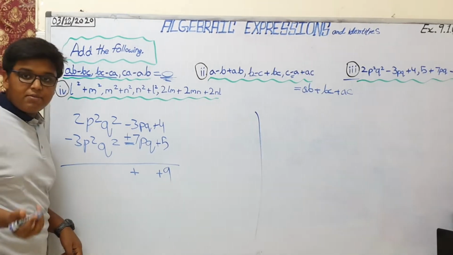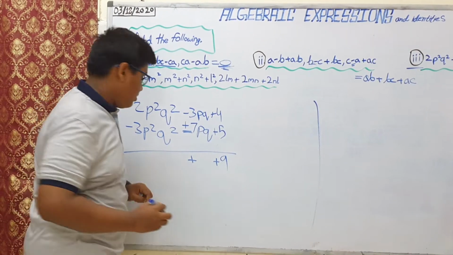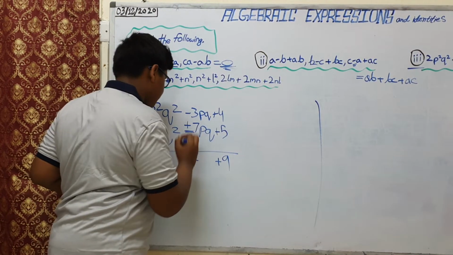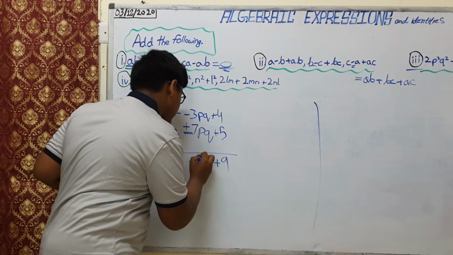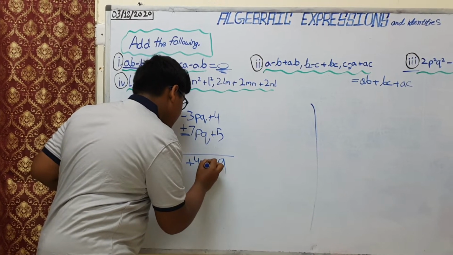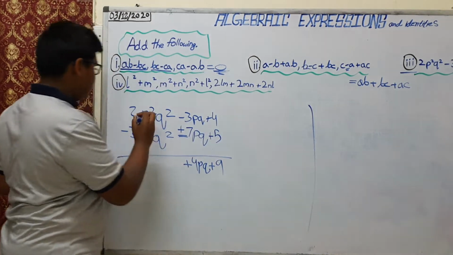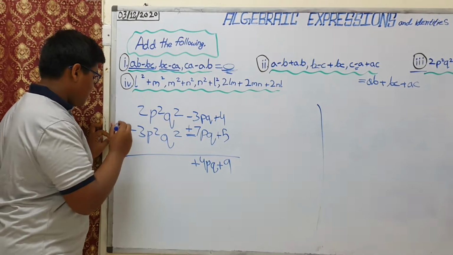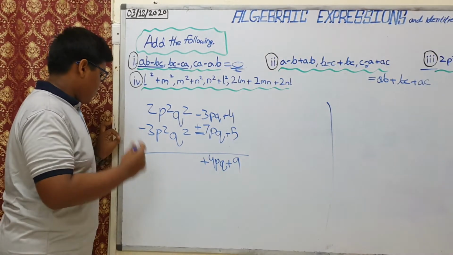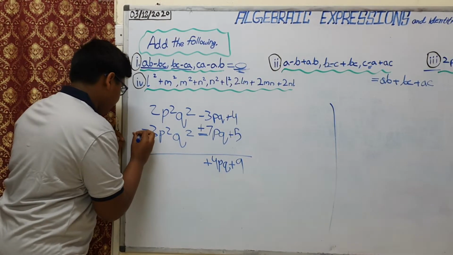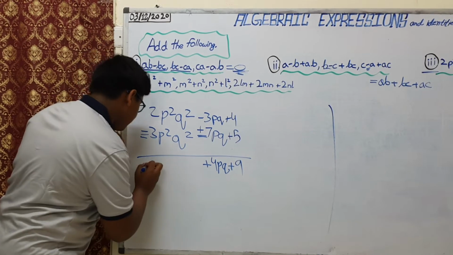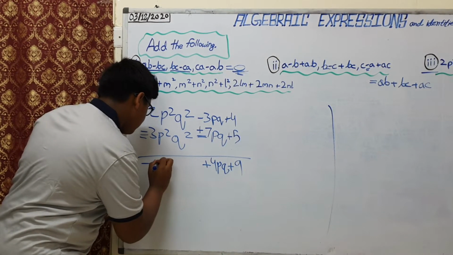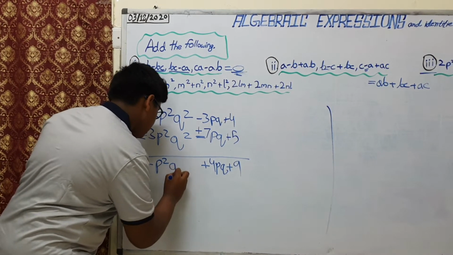Because the bigger number's sign we have to put on the result. So 7 is the bigger number, so it keeps its plus sign. So positive 4PQ. Then the last one, this 2 minus 3. 2 minus 3 is equal to 1, so the bigger sign is minus. So we are going to write it as minus P square Q square.